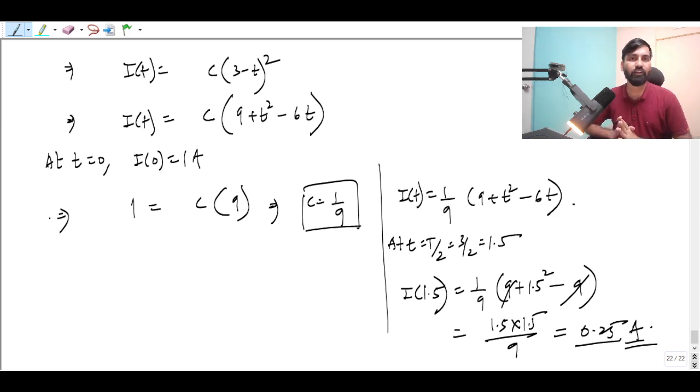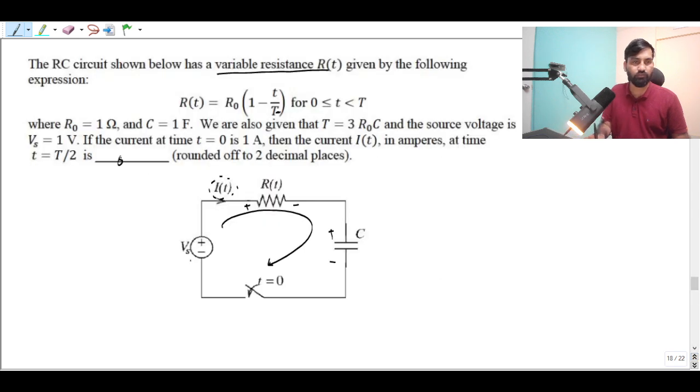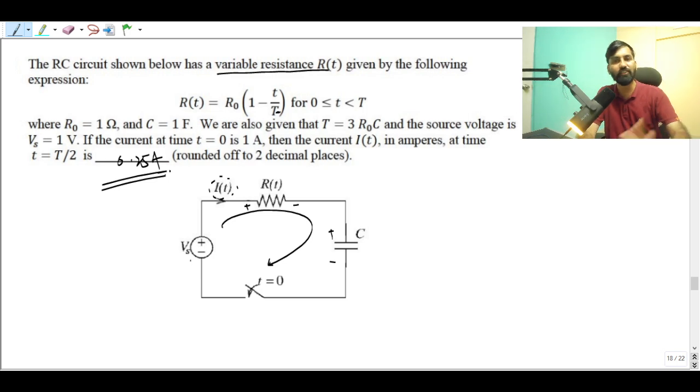So your answer for this question is going to be 0.25 ampere. In the given paper in 2019, the accepted range was from 0.23 to 0.27, and you have to answer this question up to 2 decimal places. So the answer is 0.25 amperes. This was not a difficult question. Yes, it takes time, but in exam pressure you can solve this question in 3 minutes. I'm just explaining, that's why we took a little time, but it can be done in 3 minutes, maximum 4 minutes. Not all questions are going to consume your 4 or 5 minutes.